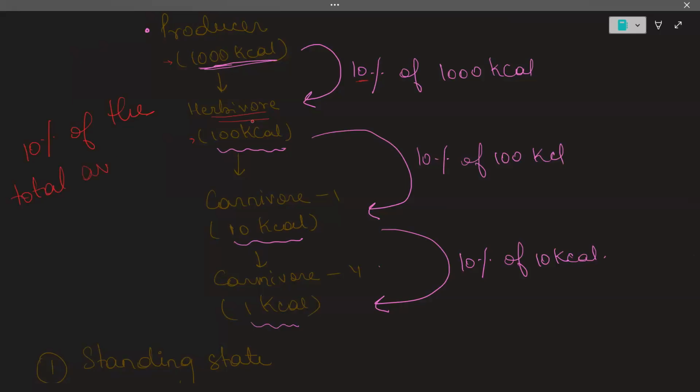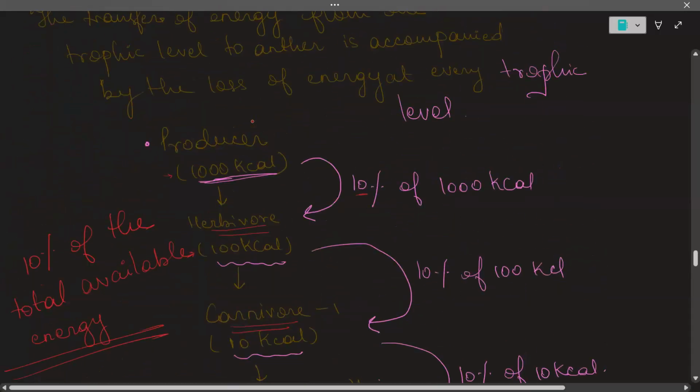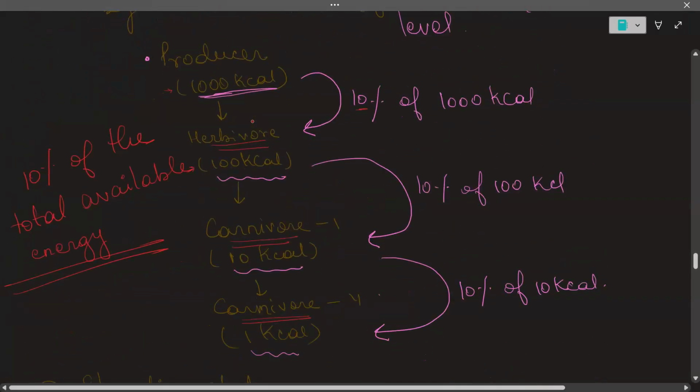Clear? 10% of the total available energy will be sent at every trophic level. So the carnivores that eat the herbivores will get 10% of 100 kilocalories. Now the top carnivores that eat these carnivores will get 10% of 10 kilocalories. So they'll get 1 kilocalorie. This is what is meant by the 10% law.